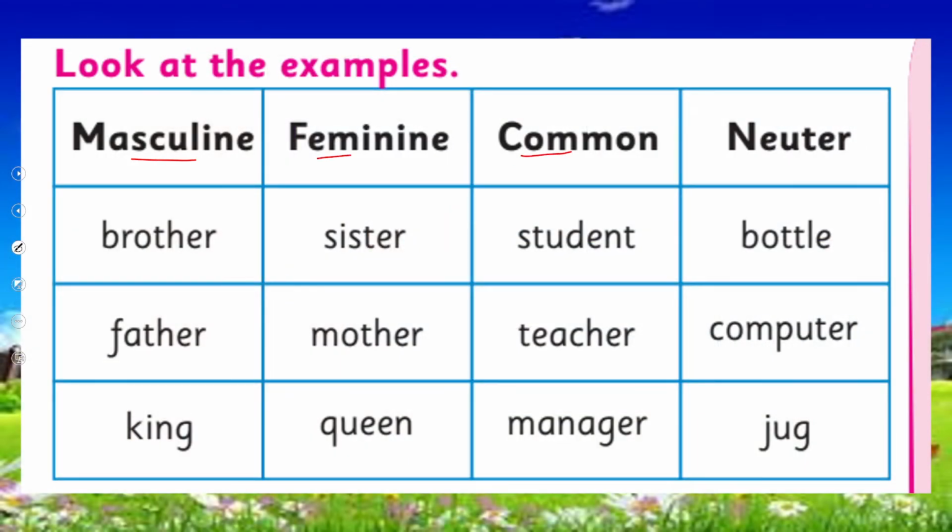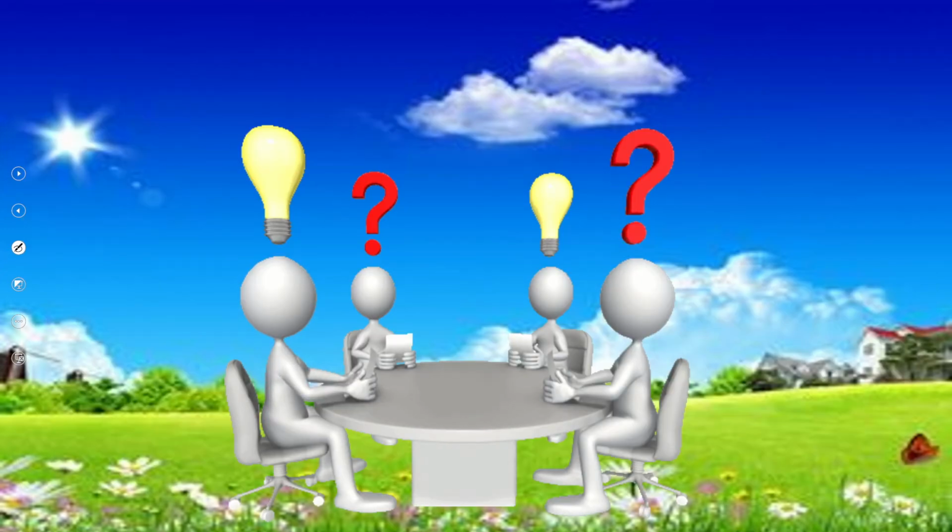Masculine, feminine, common and neuter. Brother is masculine and its feminine is sister. Student is common. Neuter is hotel. Father, mother, teacher and computer. King, queen, manager and jug. So have you got, my dear students, how we can categorize different nouns into different genders? Good job. So now it's time for an activity.